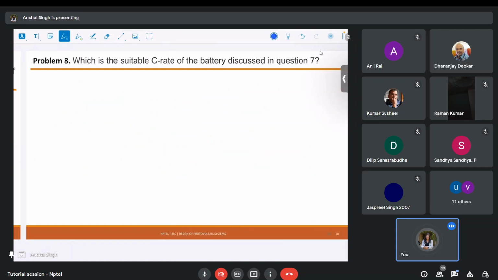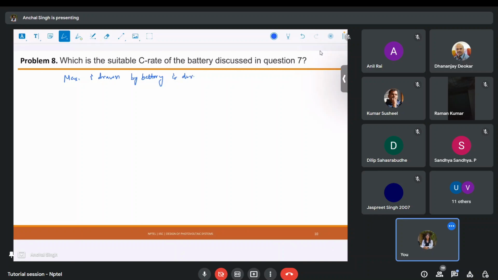Now, which is the suitable C rate of the battery? Discussed in question number 7. So, in the previous question, they are asking to calculate the C rate. Now, we already know the procedure to find the C rate. In the previous load profile, we know that the maximum current drawn by the battery is during 12 pm to 3 pm, which is equal to 150 watts.